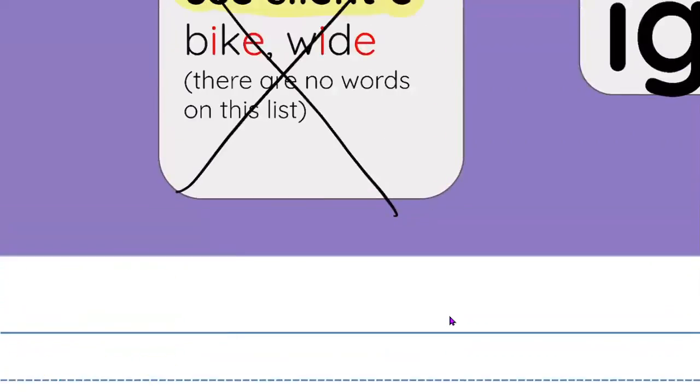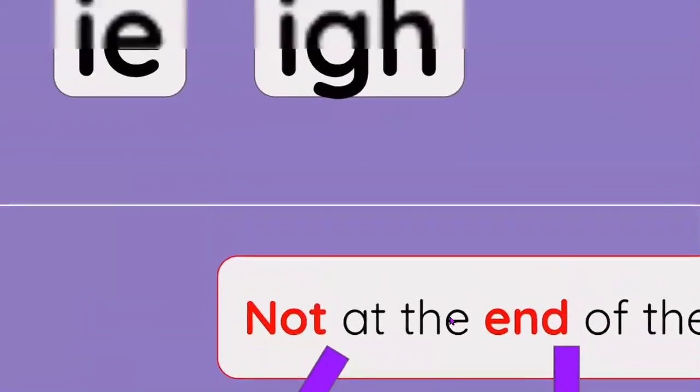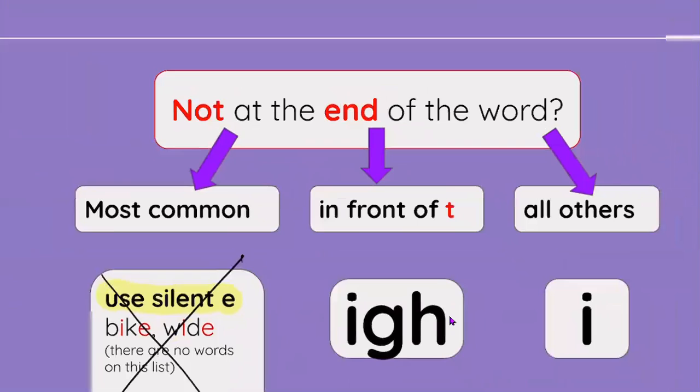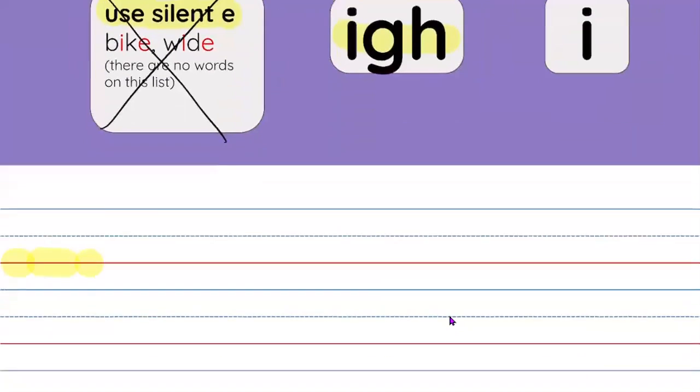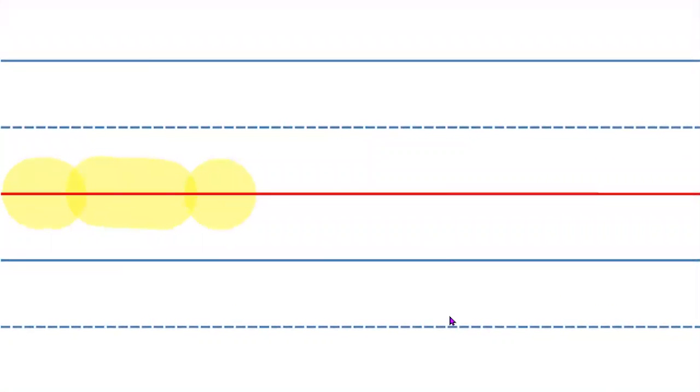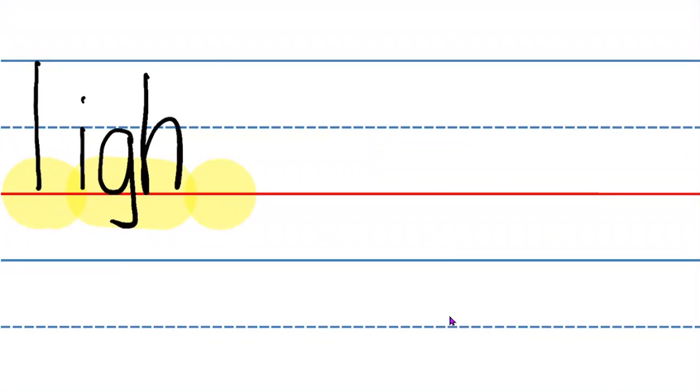Okay. Did you hear the I sound? Was it at the end of a word? Let's look at it. Light. Here we go. Was it at the end of the word? No, it was not at the end, but was it in front of a T? Light. Yes, it was in front of the T. So we're going to use the IGH. Let's look at that here and spell that. Ready? This sounds L, I, using the IGH. Light.